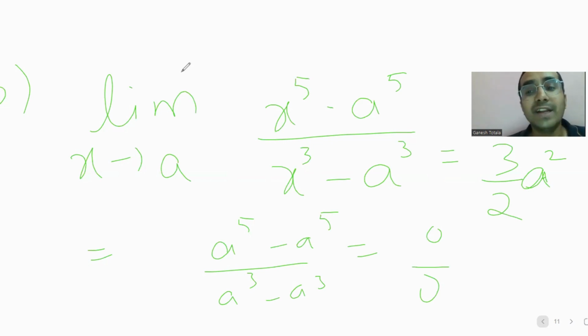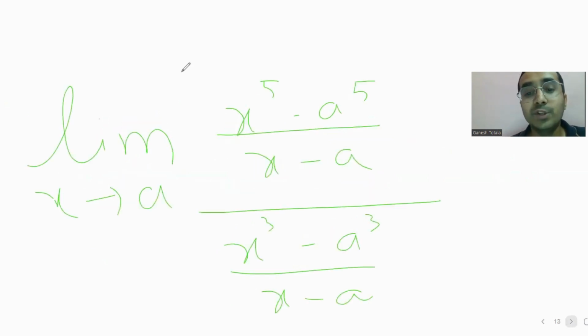We are using this formula indirectly by doing some adjustments. And what is this adjustment? We are just dividing both numerator and denominator by x minus a. I hope this problem is clear. Now, let's solve another example.